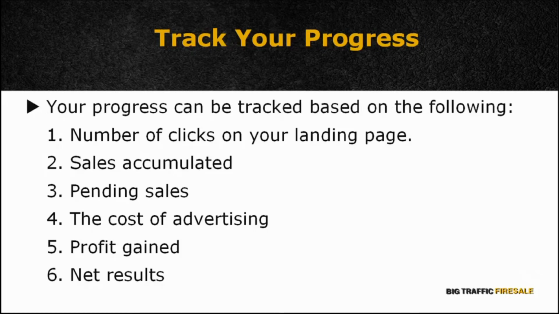After you've paid for the cost and your ads are up and running, it's time to track your progress. What you need to do is create your own method for tracking, which can be effectively done with Microsoft Excel. Get to know your numbers and, most importantly, your results. Did you hit the target? If you did, then congrats. If you did not, then this is when you backtrack and detect what went wrong. You should track your progress based on the following points: number of clicks on your landing page, sales accumulated, pending sales, the cost of advertising, profit gained, and net results. Always remember, numbers don't lie.